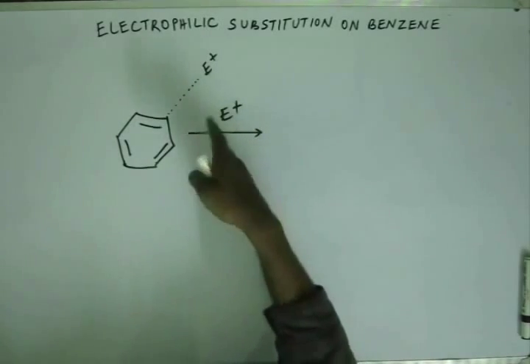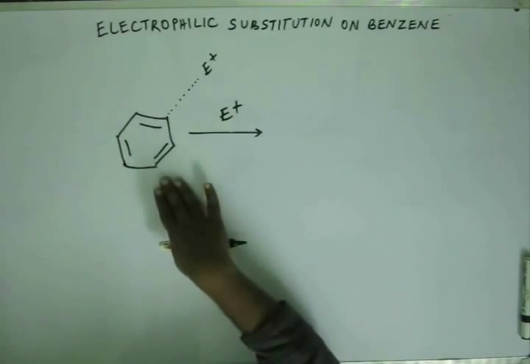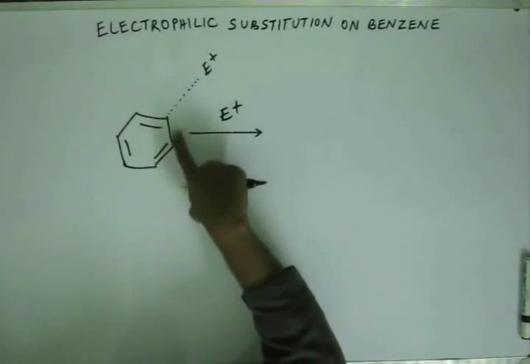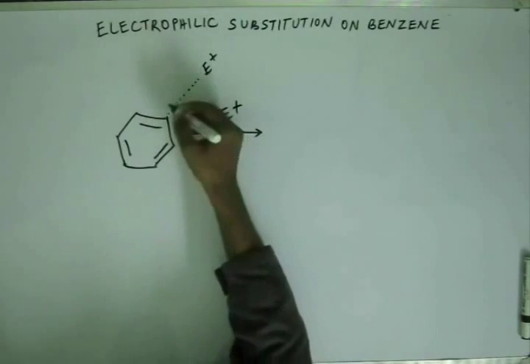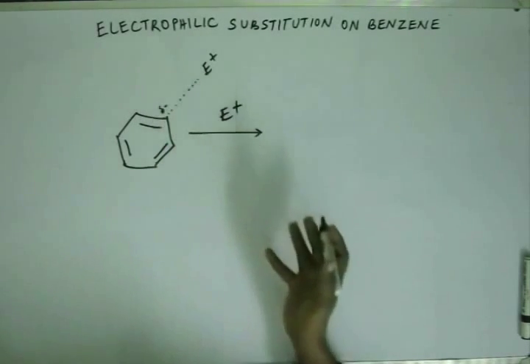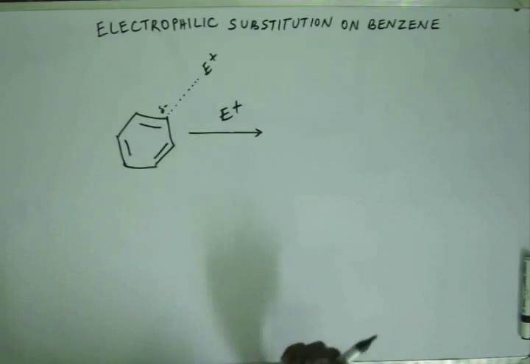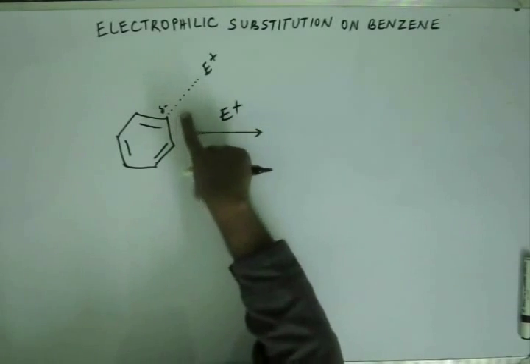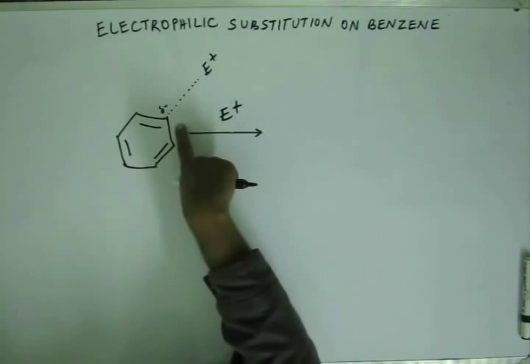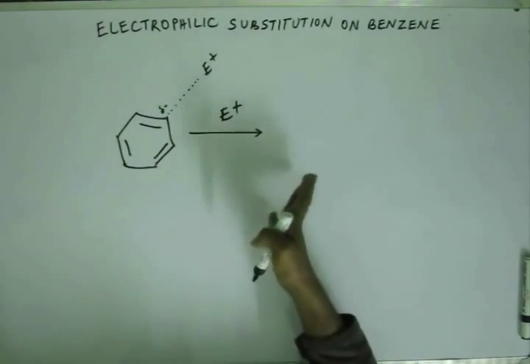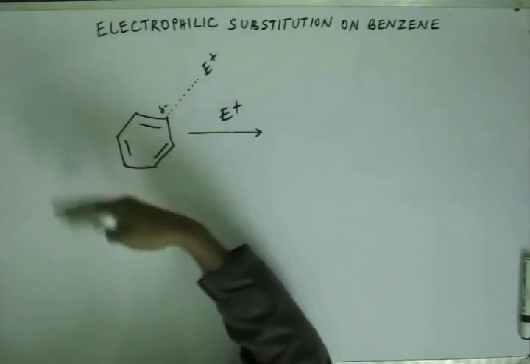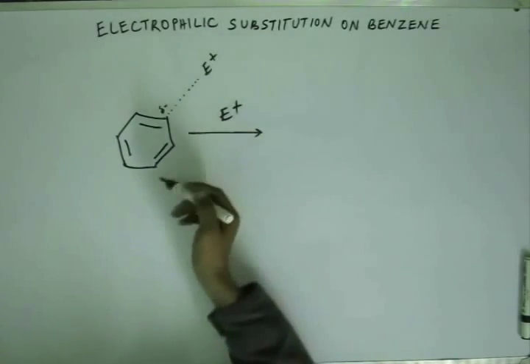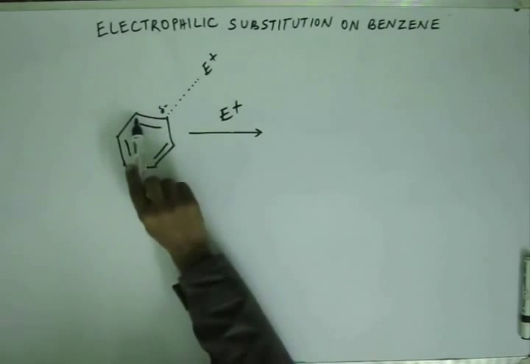Due to the field effect, if there's no electrophile near benzene, then benzene as such is non-polar. But if the electrophile approaches, because of the plus charge on the electrophile, some negative charge will be accumulated on this carbon. This carbon will start to acquire some negative charge, del negative, and that negative charge will become more and more as the electrophile comes nearer and nearer to the benzene ring. This is called field effect. That means in the field of this electrophile, this benzene will become polarized. So this end will become del minus.